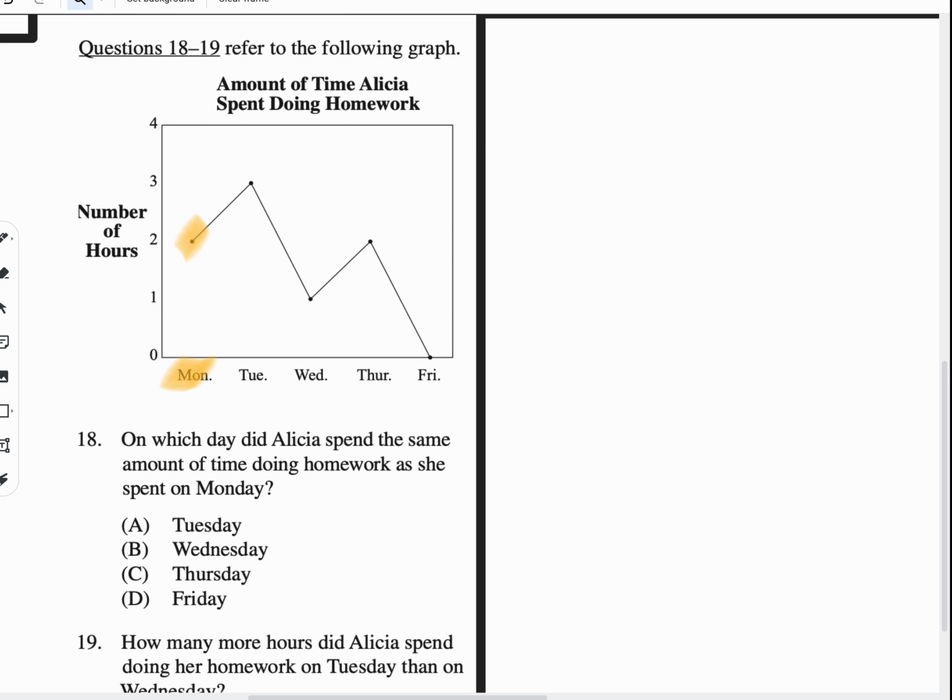Here we can draw a horizontal line to see which other day she spent 2 hours on homework. The only other day that will touch this line is Thursday. So the answer is C, Thursday.